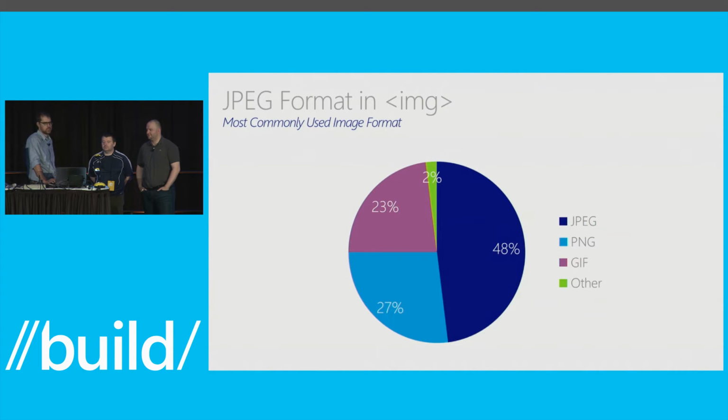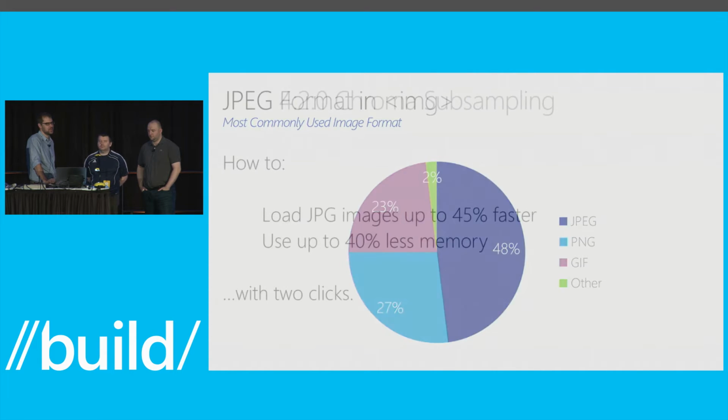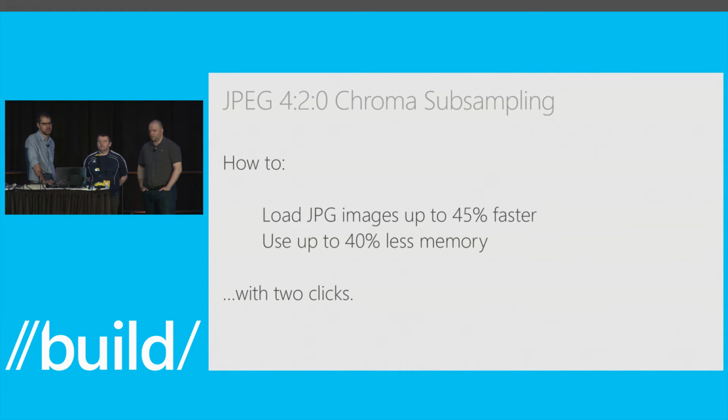So next up, let's just quickly talk about JPEGs. JPEGs are by far the most commonly used thing on the web. And we actually spend a lot of time worrying about image use on the web. Images are one of the most memory-intensive things we have to deal with in the browser. And there's a cool trick that can actually save you a huge amount of time in loading images and also saves you a huge amount of graphics memory. So with 2 clicks, you can actually load your JPEG images up to 45% faster, and they can use up to 40% less memory on the GPU.